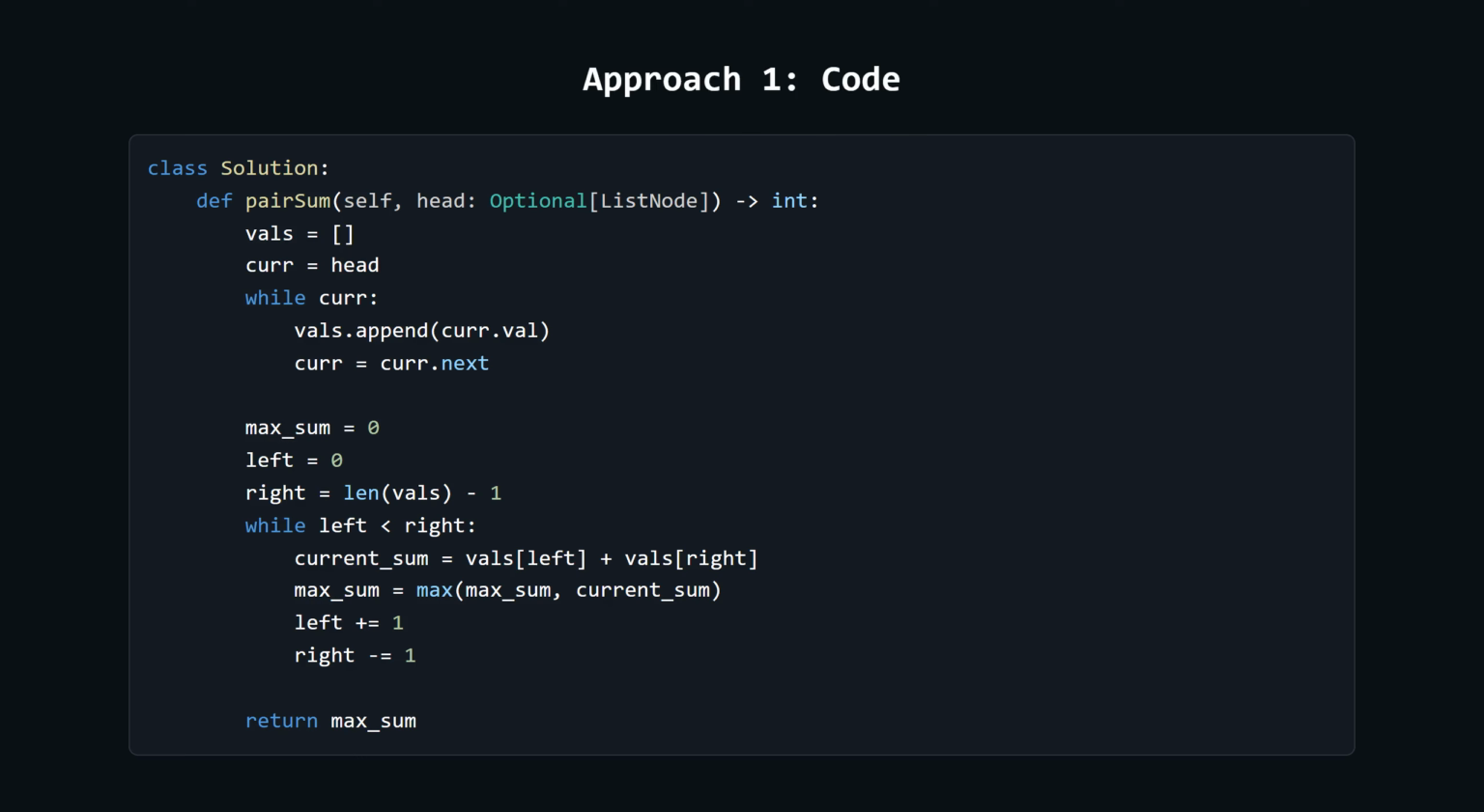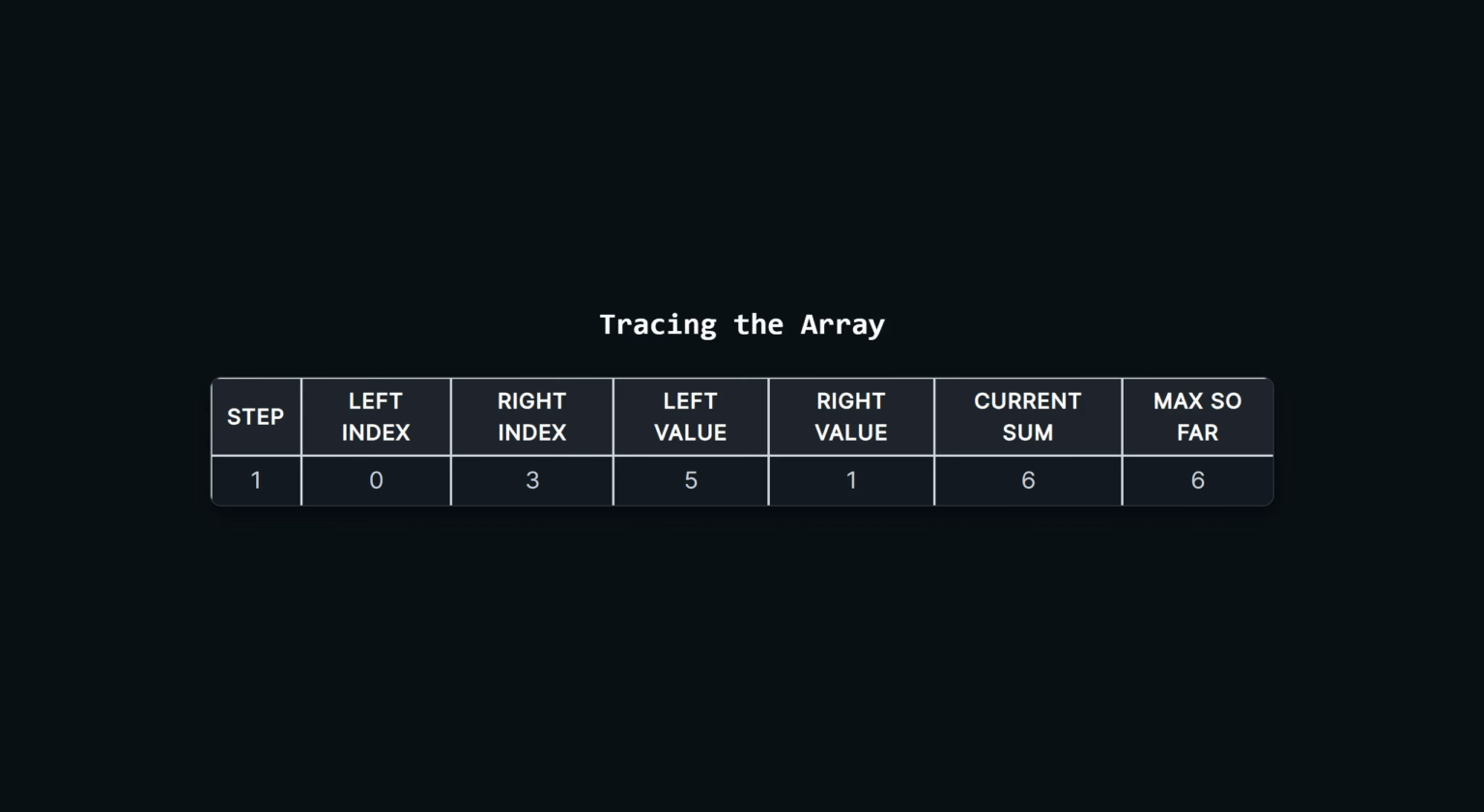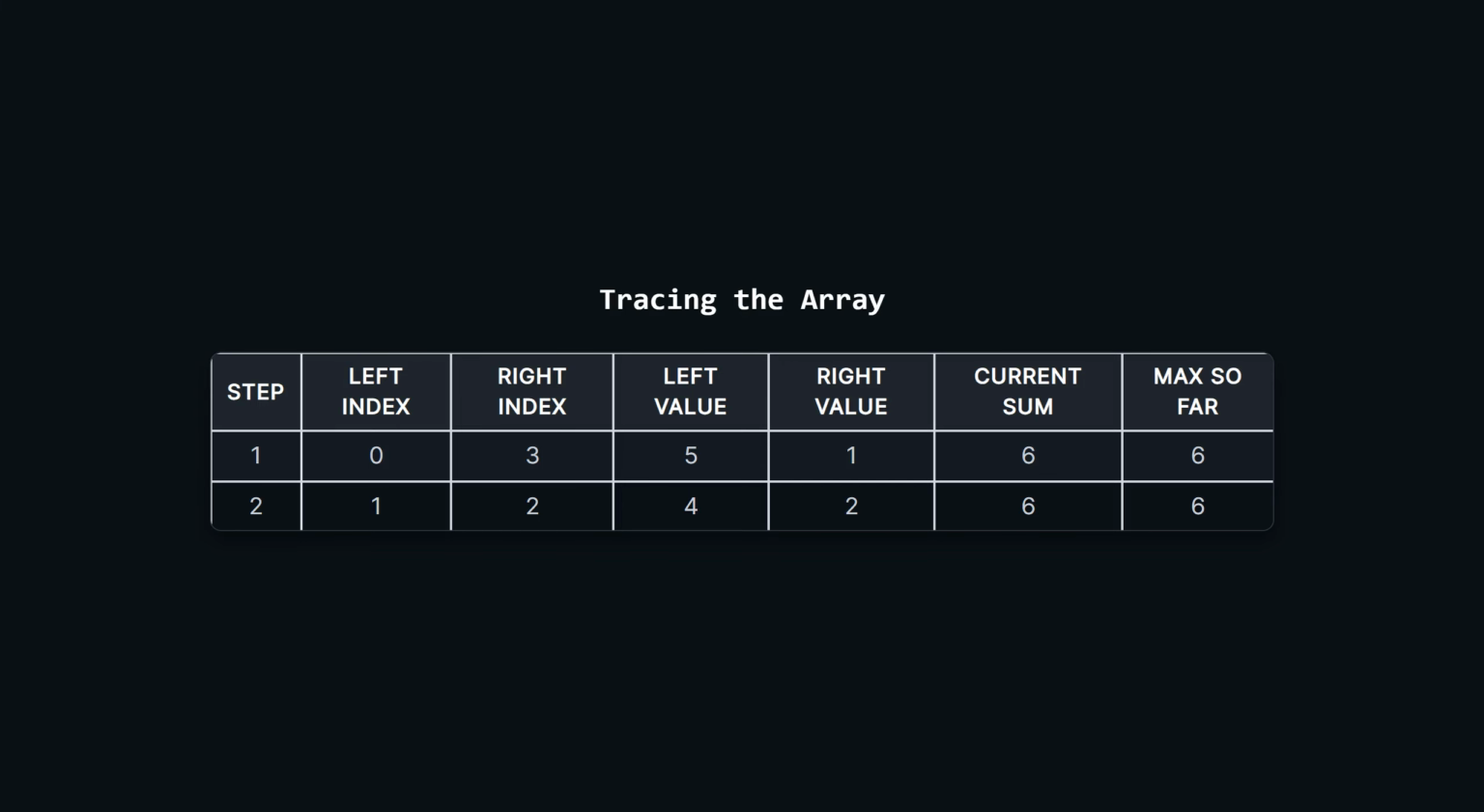Here is the full Python code for this array approach. Let's trace how the pointers work at the bottom. Once we have our populated array, we set a pointer at the start and the end, calculate their sum, and save it as our maximum. Then we squeeze both pointers inwards by one step, check the new sum, and keep the highest score.